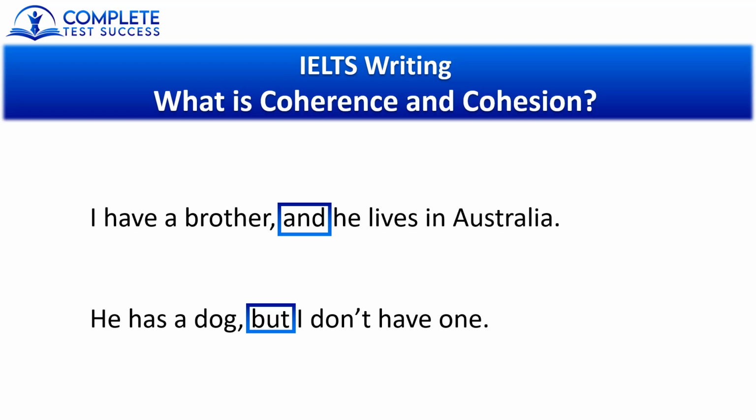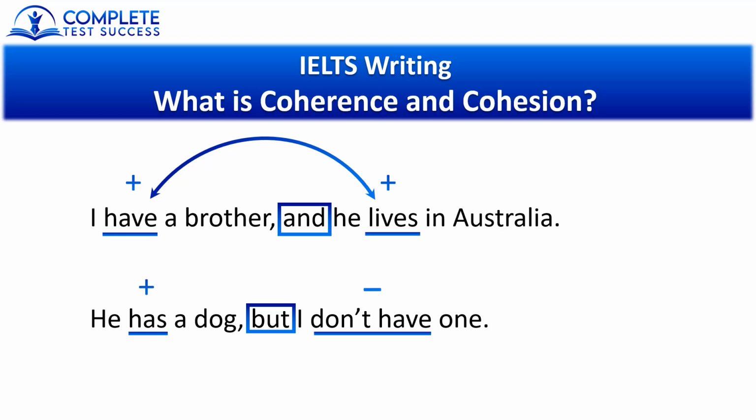So in the first sentence, I have a brother, that is positive, and he lives in Australia. That there is also positive. So the relationship between these pieces of information determines that I need to use the word and. If I use the word but here, that would be inaccurate because it wouldn't correctly show the connection between these pieces of information. However, in the second sentence, the first part, he has a dog, that's positive, and I don't have one. That there is negative. So this time, the relationship between those two pieces of information is different. One is positive and one is negative. And therefore, that relationship determines that I need to use the word but.